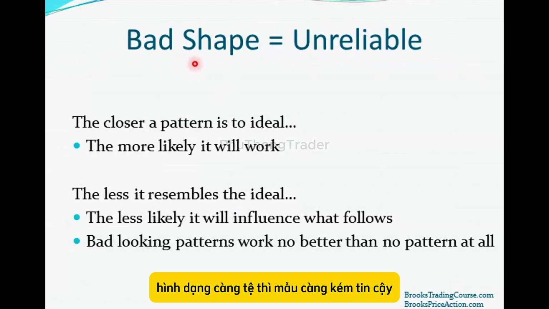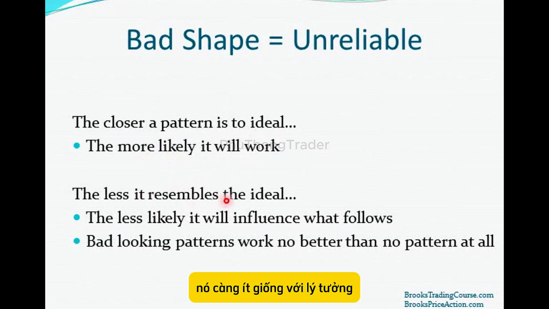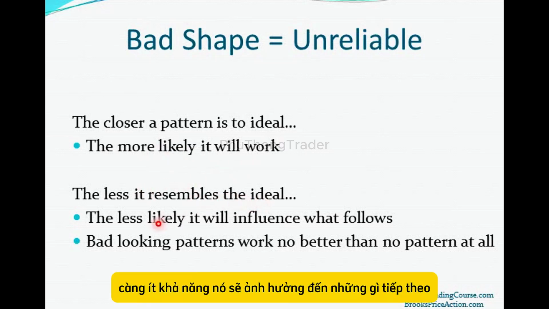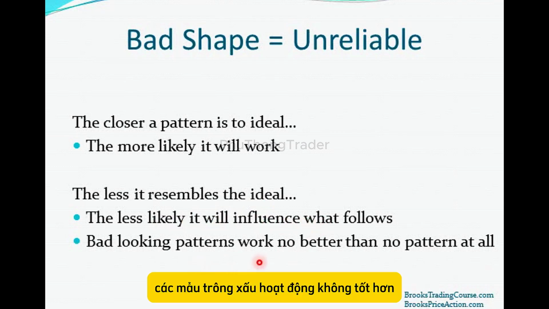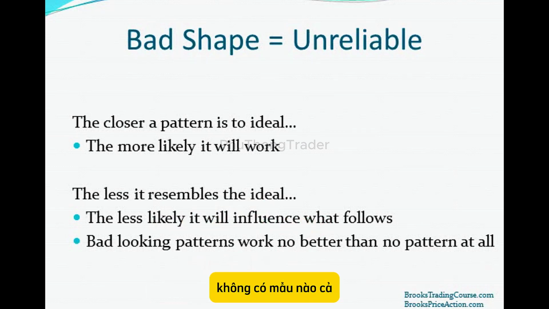The worse the shape, the less reliable the pattern. The closer the pattern is to an ideal shape, the more likely it will work. The less it resembles the ideal, the less likely it will influence what follows. Bad-looking patterns work no better than no pattern at all.